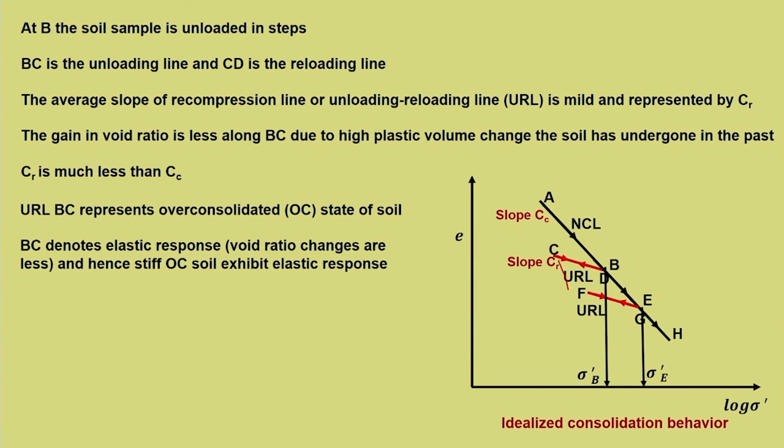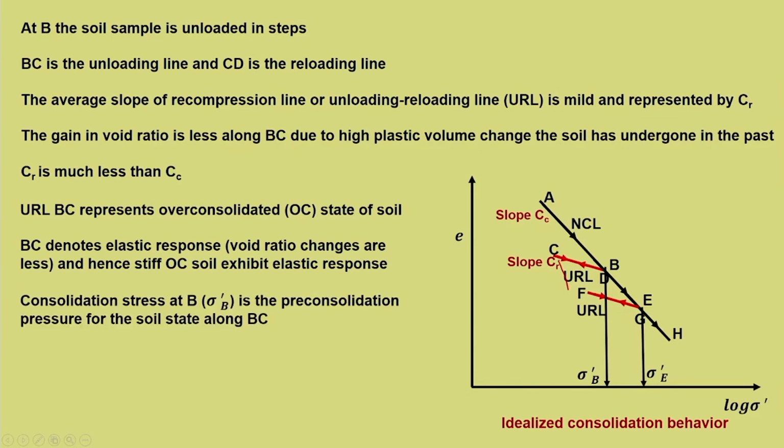So, why? Because it has already reached a stiff state, and hence it will exhibit an elastic response. So, void ratio changes are very less. So, the consolidation stress at B, sigma dash B, is then known as the pre-consolidation pressure for the soil state along BC, and this we have seen during UG classes. What additional we need to understand about pre-consolidation pressure is that sigma dash B can also be considered as the yield stress for soil state along BC.